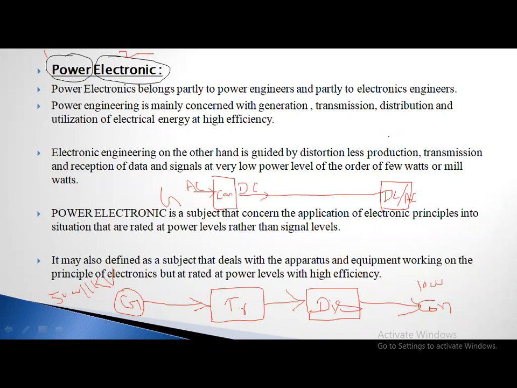Is it clear? Next, power engineering is mainly concerned with the generation, transmission, distribution and utilization of electrical energy with high efficiency. Electronic engineering, on the other hand, is guided by the distortion-less production, transmission and precision of data and signals at very low power levels, of the order of a few watts or milliwatts. Electronic engineers always deal with low power signals, not high power levels. But the same devices we are using for handling high power levels in electrical engineering.